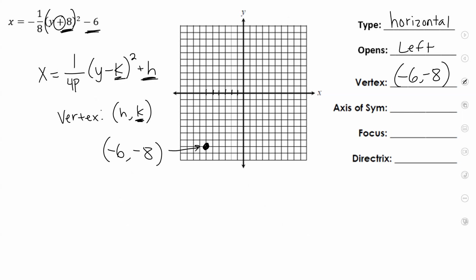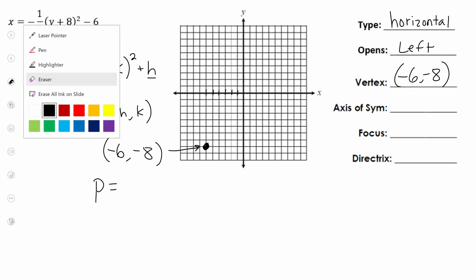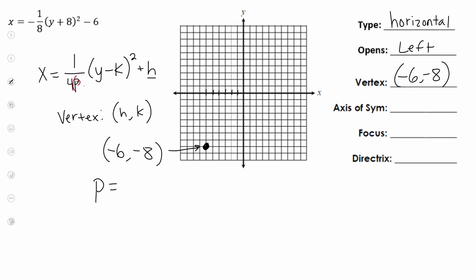Okay, let's figure out the p-value. Notice the original problem has 4p. 4 times what will give you 8? 4 times 2 is 8. 4 times 2 will give you this 8. So I know the p-value is 2. Now, I know it's facing the left. That means my graph is going to look something like that.